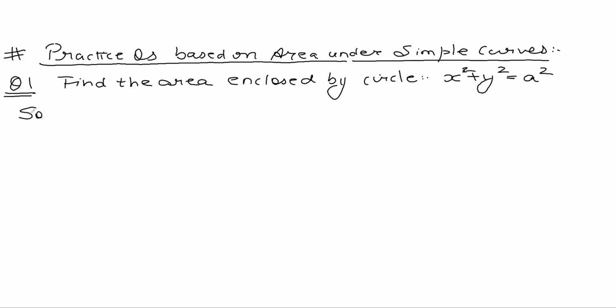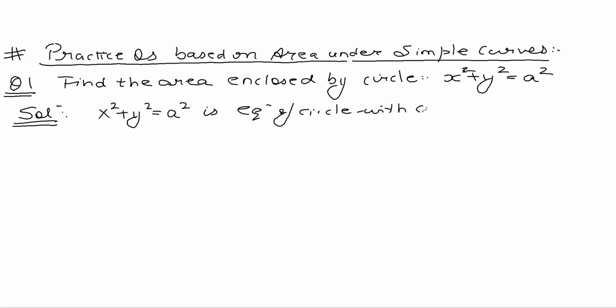Okay, so this is the circle given to us. All of us know that x square plus y square equal to a square is the equation of the circle with the center at 0, 0 and the radius given by, what is the radius, guys? The radius is a.